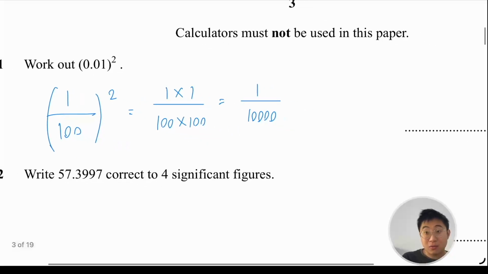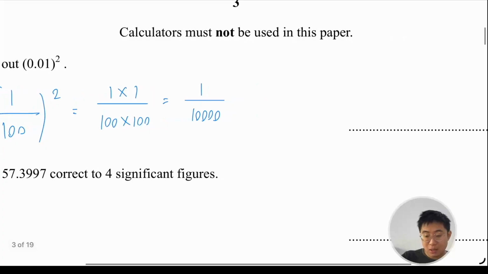Now, because there's 4 zeros, I can actually change it back to a decimal. The question didn't say that you must change it back to a decimal, but because the question gave you a decimal, I would normally return a decimal to the question. Okay, so 0.0001. How do I know that? It depends on the number of zeros. I can see that 10,000 has 4 zeros, so 4 zeros on the front.